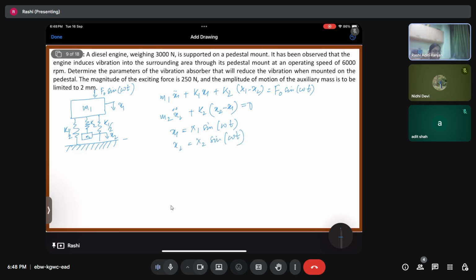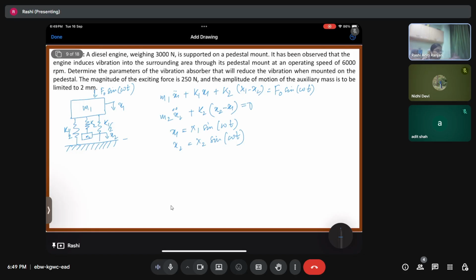Anyways, what we are doing is essentially designing M2 and K2. Up till now I don't know what M2 and K2 are. But what I do know is M1, F naught, omega, and K1. Depending upon what amplitude of oscillation M1 is having, we need to calculate the value of M2 and K2 in order to get zero vibration of M1.